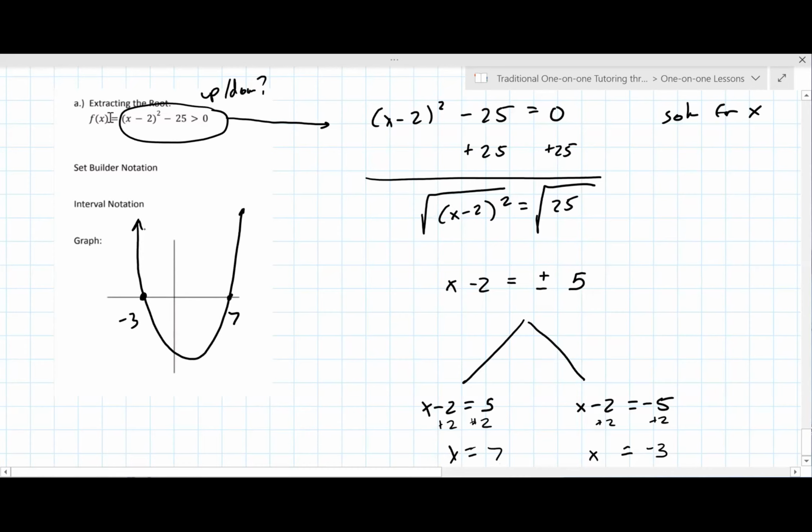Because we're running out of time here, I'll have to fill in a few of these. Because it's greater than 0, that's the area above the x-axis. So that's x less than negative 3, x greater than 7. And then in interval notation, it's minus infinity to minus 3 union 7 to infinity. Go ahead and get all that down. That does probably take us to the end of our lesson, but let me know when you're done.